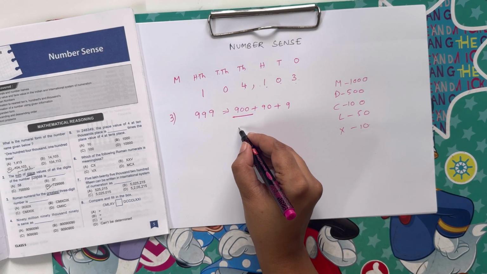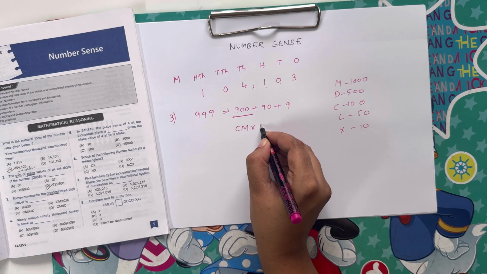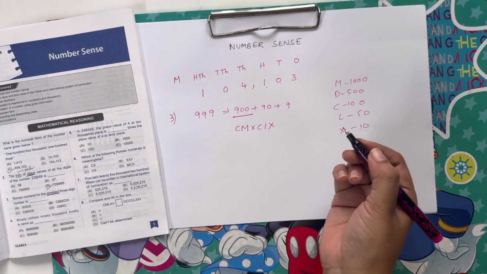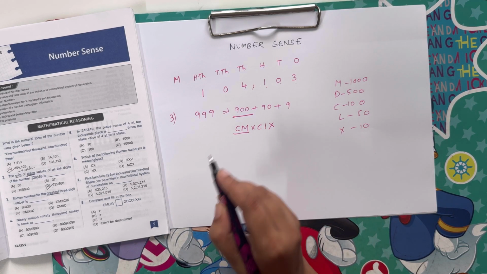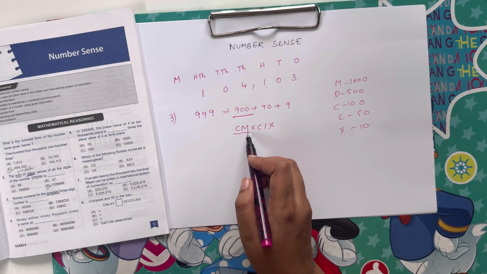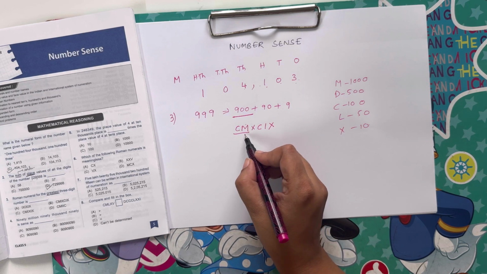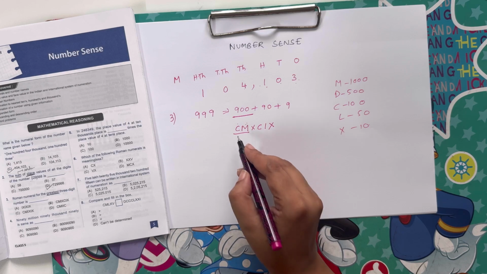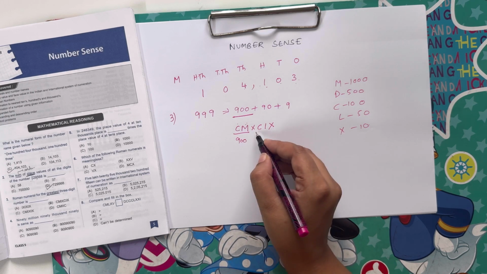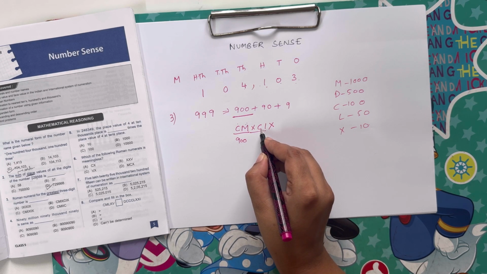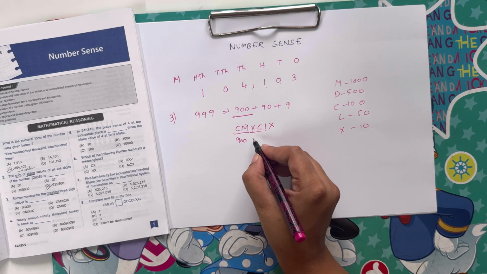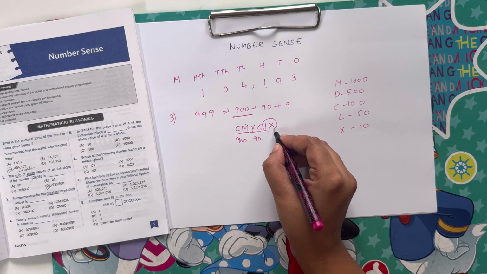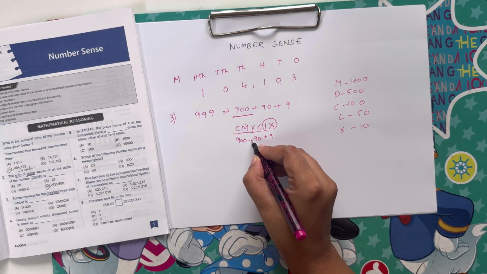So how do we write 900? 900 is CM, XC, IX. Got it? Why are you writing CM here? What is the purpose of writing CM? M is 1000. 1000 minus 100 will become 900. And C is 100, X is 10. So 100 minus 10 is 90. And 10 minus 1 is 9.